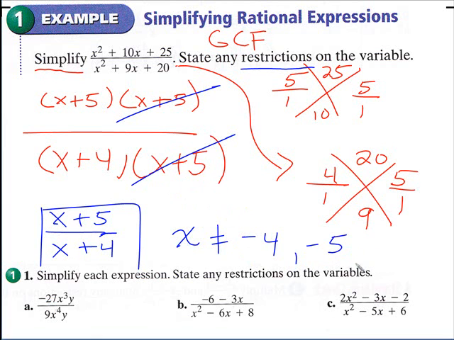Why are these your restrictions? Because if you plug in negative 4 here, what happens on the bottom? It makes 0. Negative 5, if you plug in negative 5 here, what happens? It's going to make 0 right here. So when you're looking for restrictions, whatever results in a 0 in the denominator, you can't have that. You have to say x is not equal to whatever those values are. That's how you find restrictions.